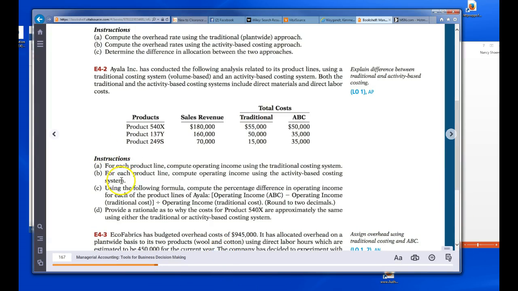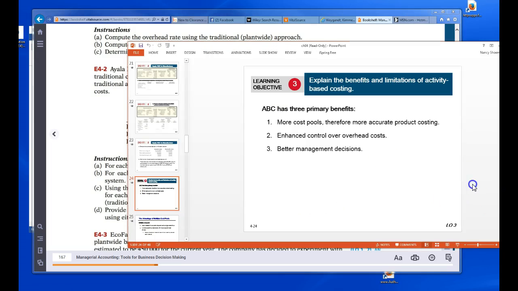For C, it says using the following formula, compute the percentage difference in operating income for each of the product lines of Ayala, operating income of ABC minus the operating income of traditional cost, divided by the operating income of traditional cost, allows us to see the percent differences.